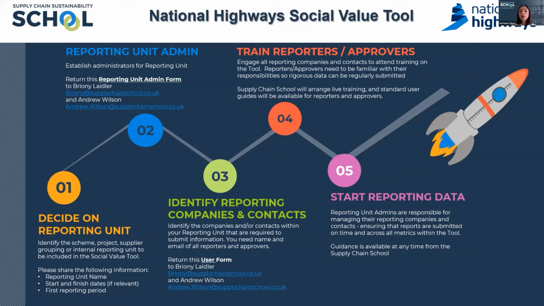and you need to share this with Bryony and Andrew to finish up the configuration. Step number 4 is about making sure that those reporters and approvers know how to navigate the Social Value Tool. So this is about engaging all reporting companies in contact to attend training on the tool. The Supply Chain School will arrange this live training, and we support you with this part of the process. And also the school has developed user guides that are available for reporters and approvers, and that explain step by step how to submit the data, how to approve data, and so forth.